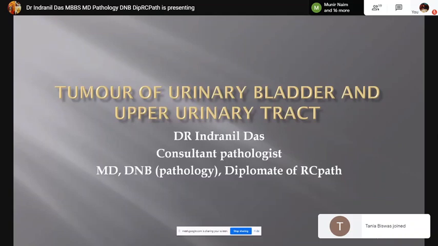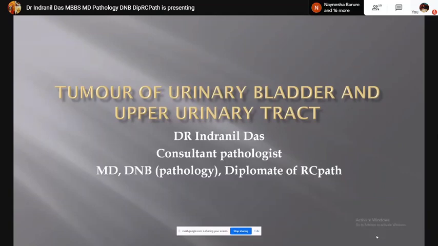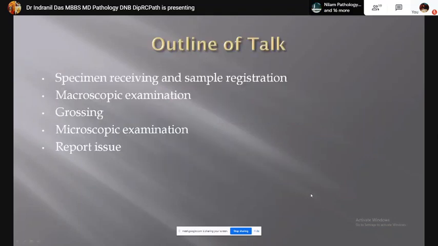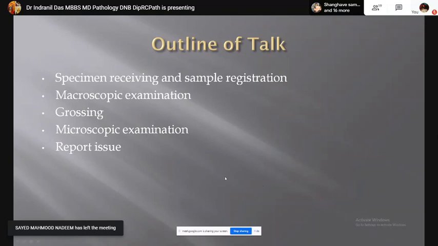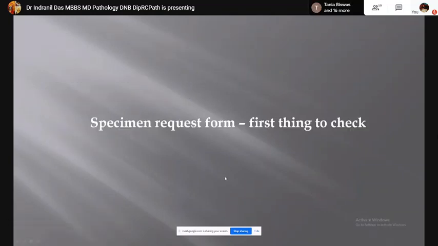Today we are going to start our third lecture, that is tumor of urinary bladder and upper urinary tract. Now, the outline of the talk will be specimen receiving and sample registration, macroscopic examination, grossing, microscopic examination, and issuing report. Now, the first thing to check is the specimen request form.